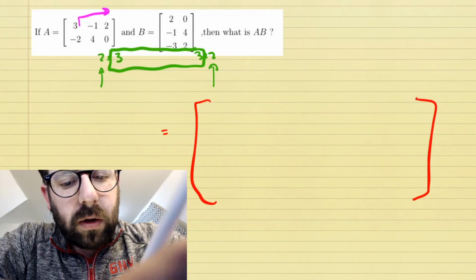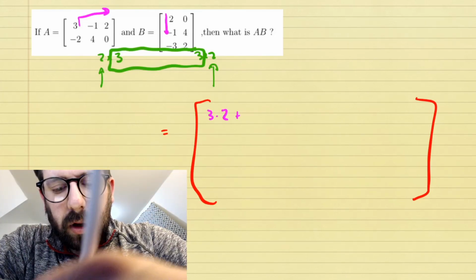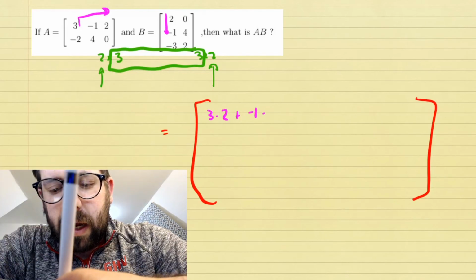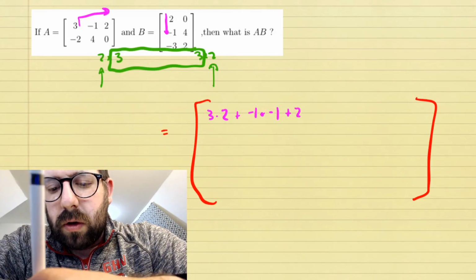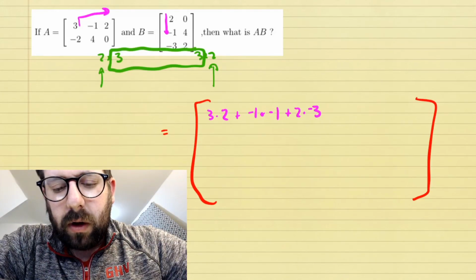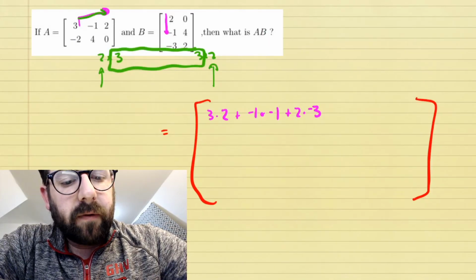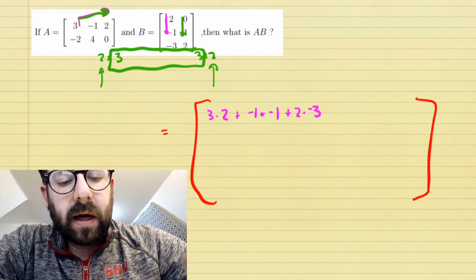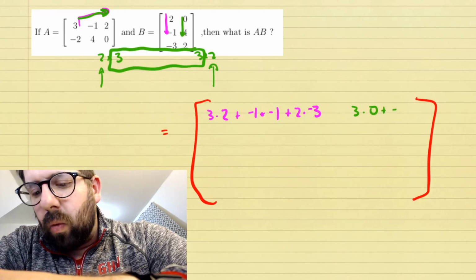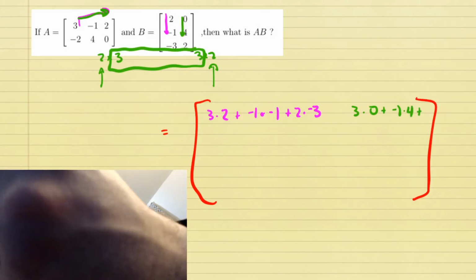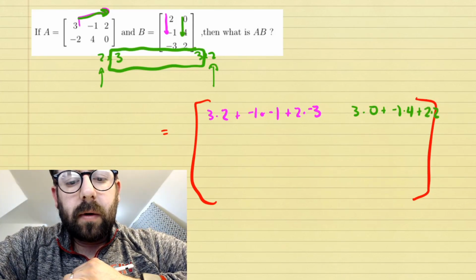So row times the column. So that is 3 times the 2 plus the -1 times the -1 and plus the 2 times the -3. All right, so there's that one. That's the upper left corner. The upper right corner is the first row, second column now. So 3 times the 0, the -1 times the 4, and the 2 times 2. There's the upper right corner.